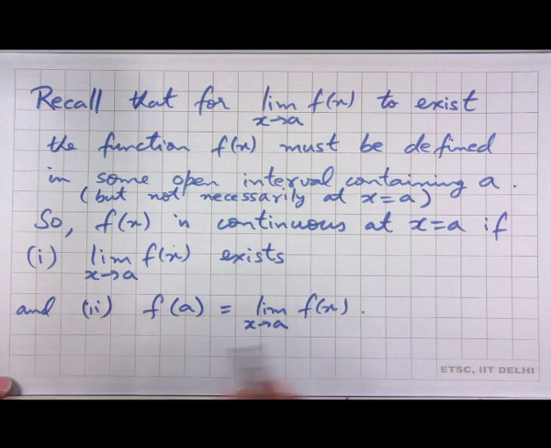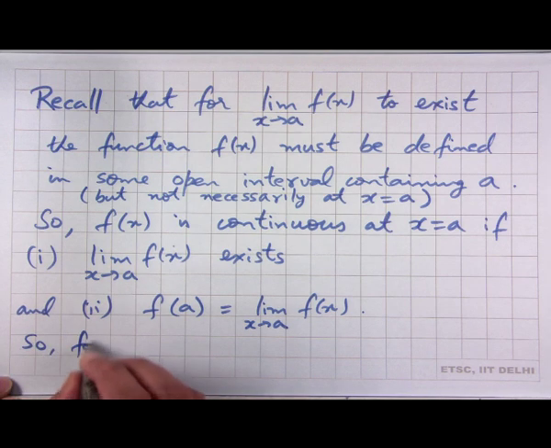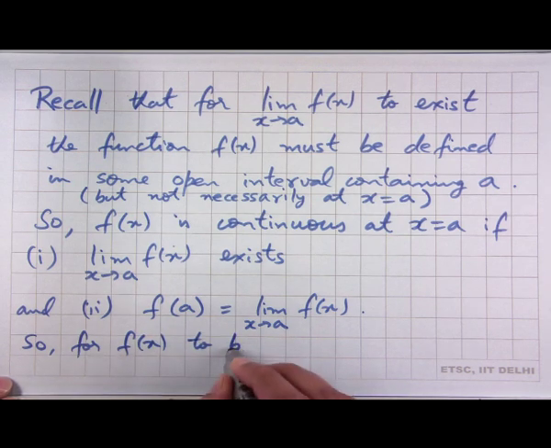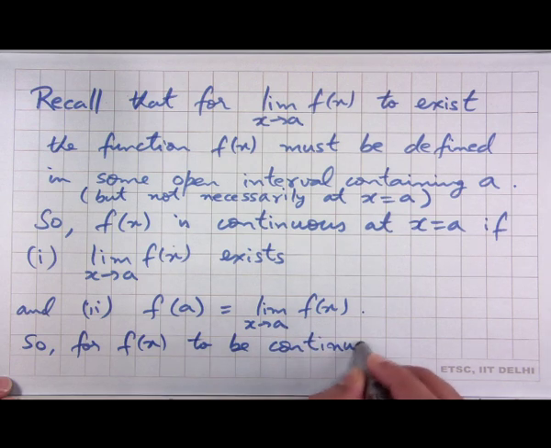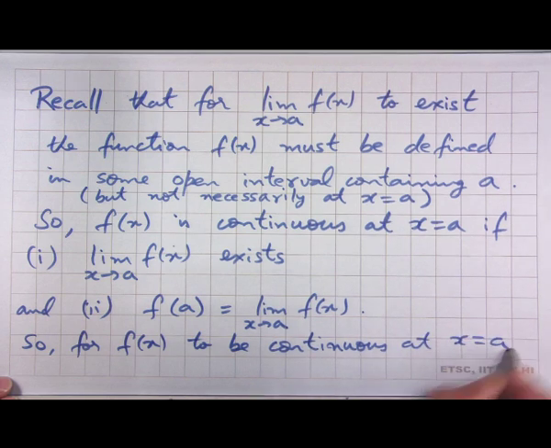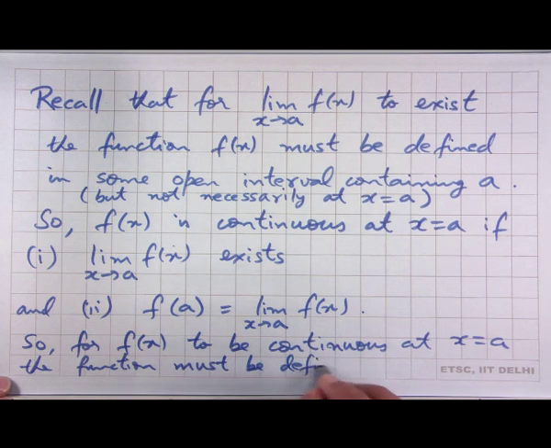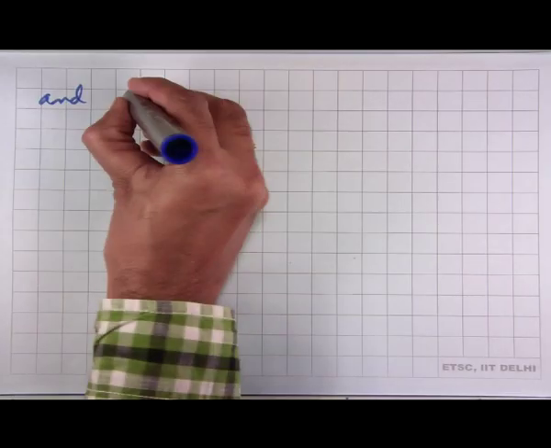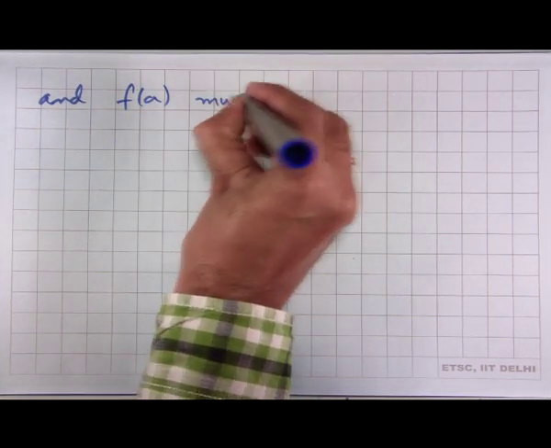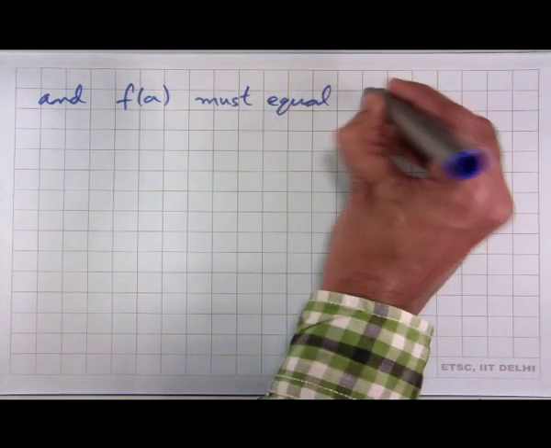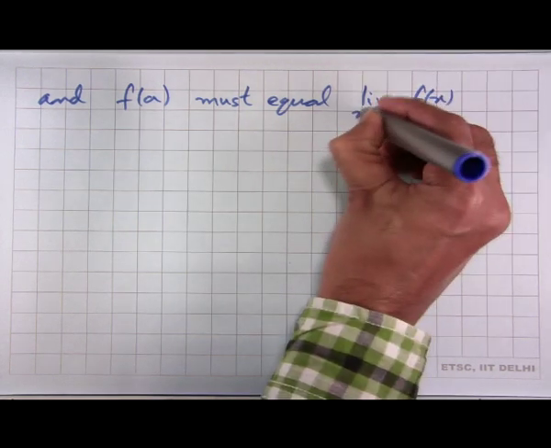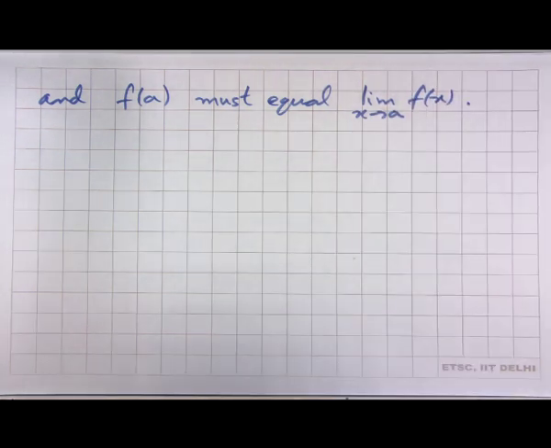So, for f of x to be continuous at x equal to a, the function must be defined at x equal to a, and f of a must equal the limit of f of x as x approaches a. So, let us see some examples.